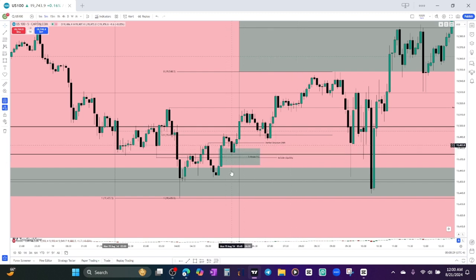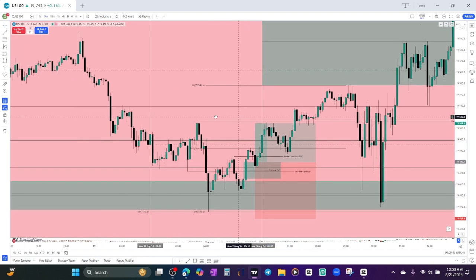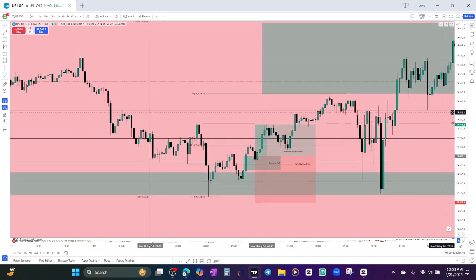Okay, tap in, take our entry, boom, place our stop loss. If you wanted to hold it for the day, you would place it here, right? And you would go for a daily objective here.